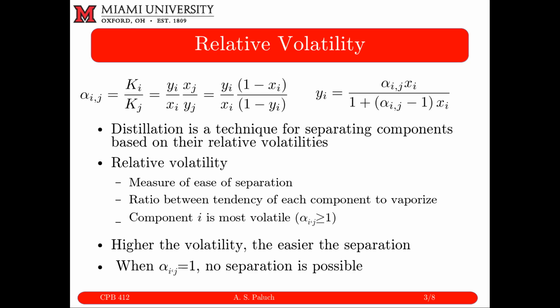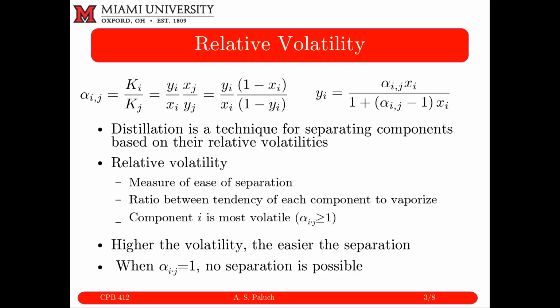So relative volatility: if we want to try and separate two components based on their volatilities, relative volatility is going to be the relevant quantity. The idea would be if I take the ratio of the volatility of component 1 relative to component 2, that gives me alpha, my relative volatility, and that allows me to compare the volatility of one species relative to the other. So if component 1 is more volatile than component 2, then alpha is going to be greater than 1.